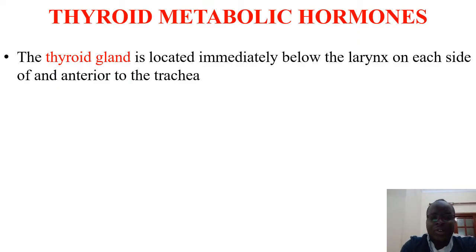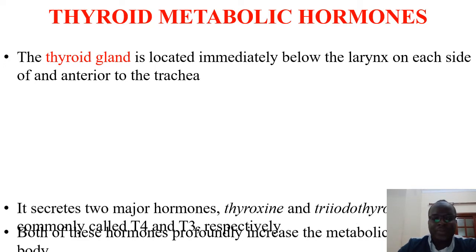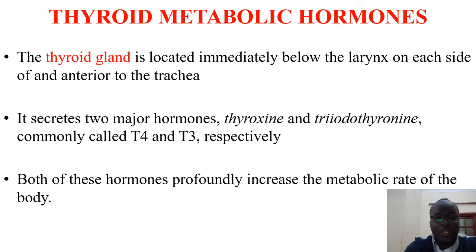The thyroid gland is located immediately below the larynx on each side of and anterior to the trachea. So it is inferior to the larynx, but on the anterior aspect of the trachea. There are three lobes that are connected, but they are just in front of the trachea or the windpipe. That's the anatomical location of the thyroid gland.